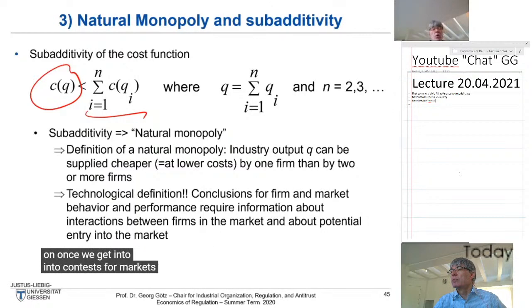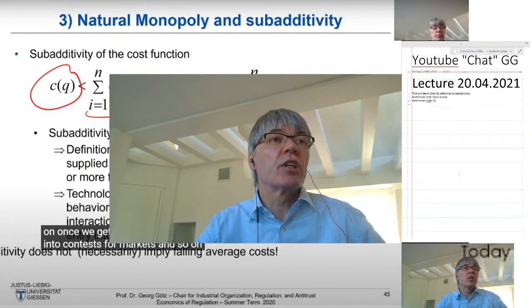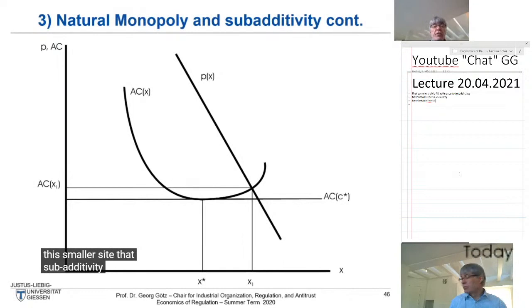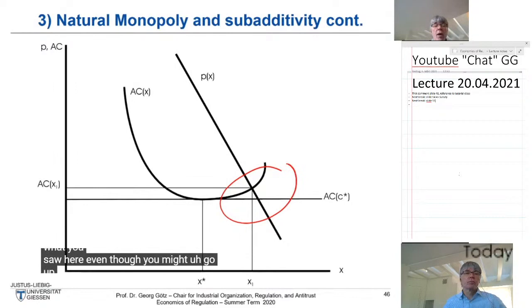Okay, here you see what I just told you again about subadditivity. That's what we have. I also gave you this smaller side note that subadditivity does not necessarily imply falling or decreasing average cost. That's what you saw here, even though the cost might go up after some level.